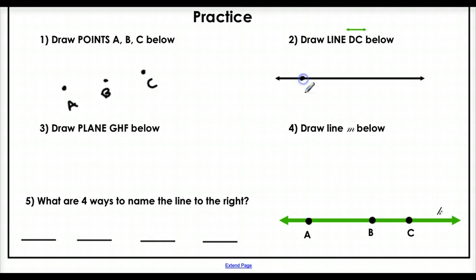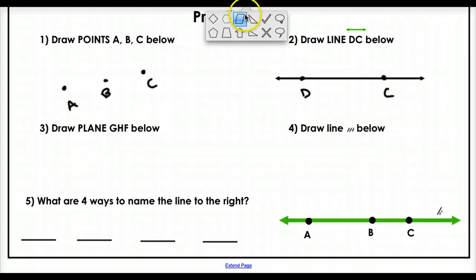And we put a D over here, and a C over here. Remember, it needs these 2 points so we can name it. Draw plane GHF below. Okay, so let's draw a nice little plane. What do you think? All right, let's take our shapes out. We'll go our shape over here.